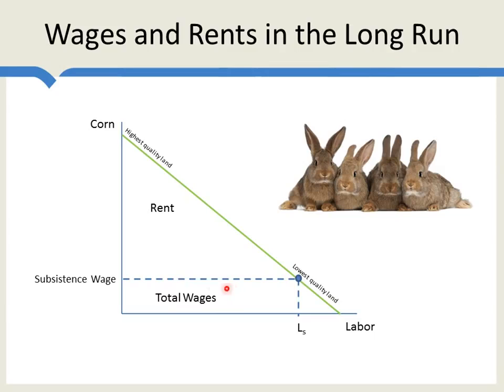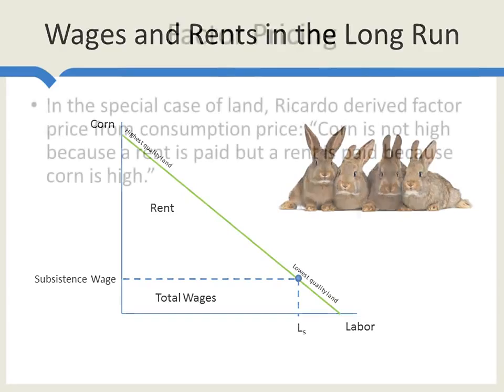This means that total wages would be this amount and rent would be maximized. So in the long run, workers would get very little. They would get only enough to reproduce themselves, and the landlords would get an awful lot. The landlords would get the rent. So that's the long-run version of the classical model.